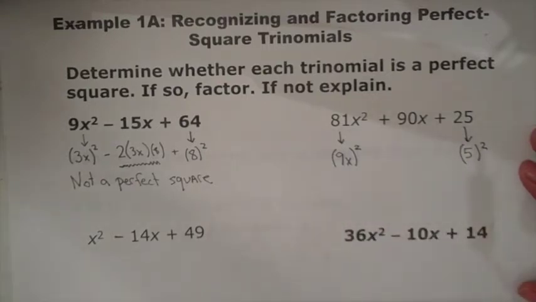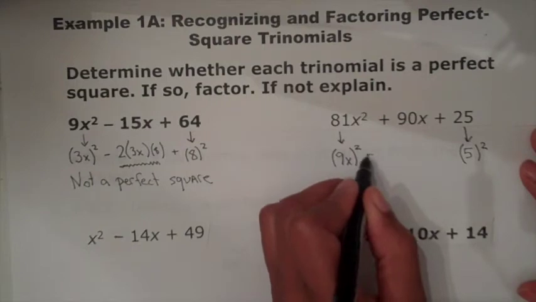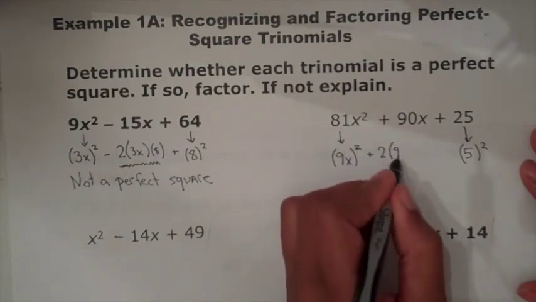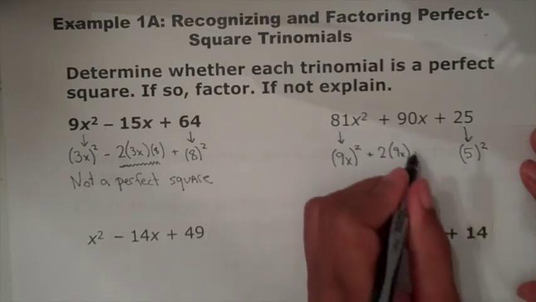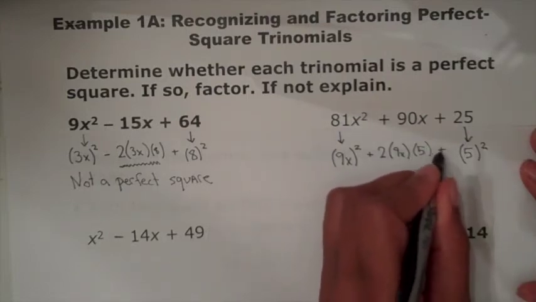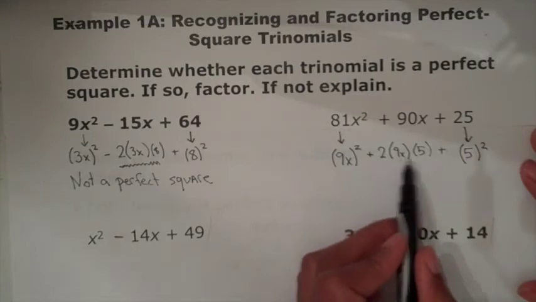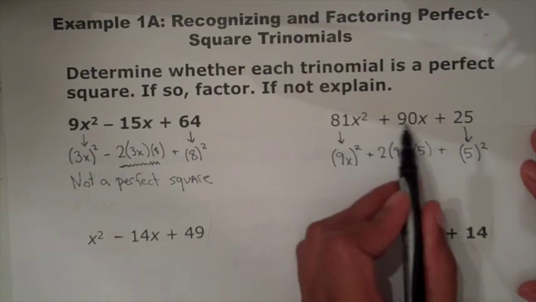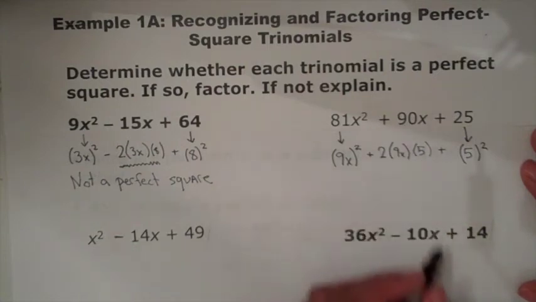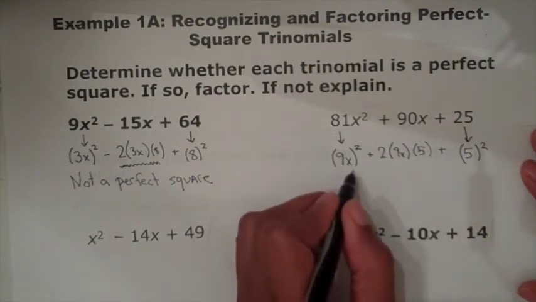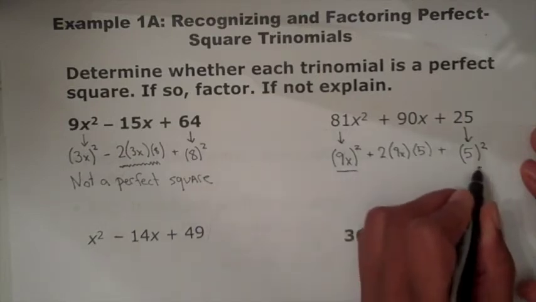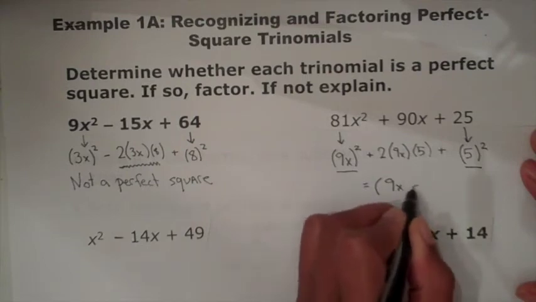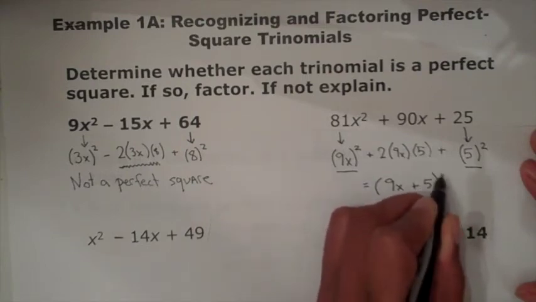So now I check my middle term. Is the middle term equal to 2 times the first one, which was 9x, times the last one, which was 5? And here we have 2 times 5 is 10, times 9 is 90. So this time it works out. This is a perfect square. So now to write my answer, I take the first one and the last one, and I write my perfect square, this equals 9x plus 5 squared.